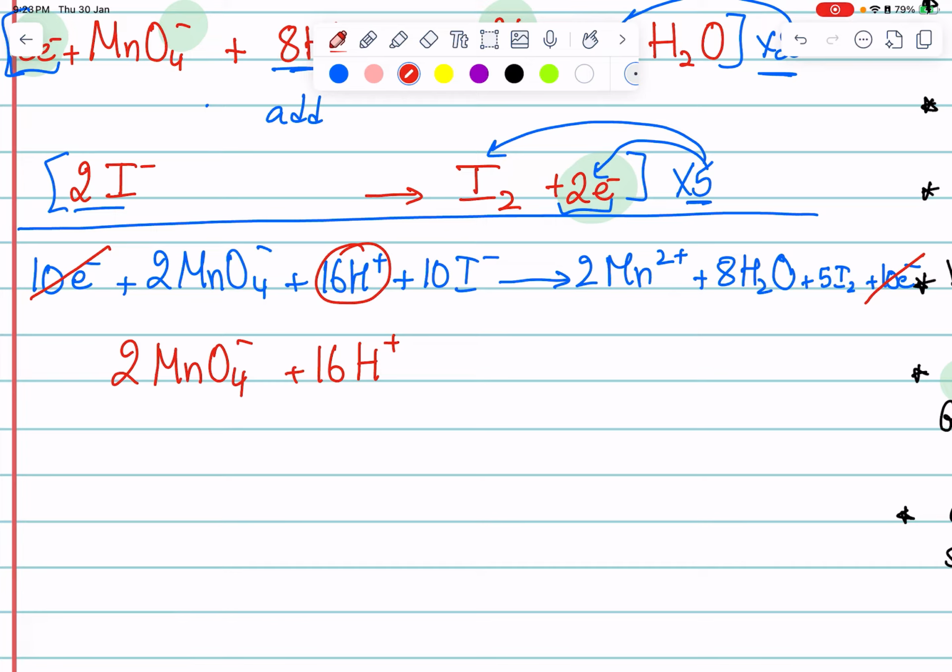As you can see, we have H plus. So that makes this redox equation in acidic medium. H2O and 5I2.